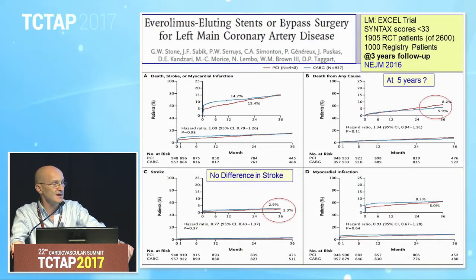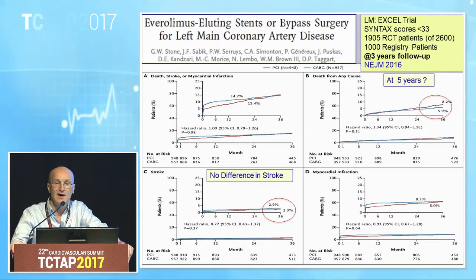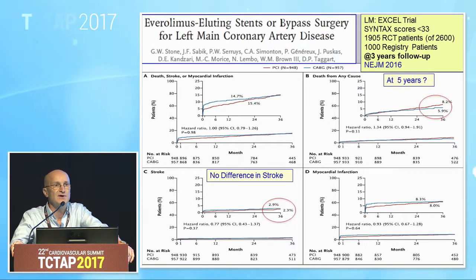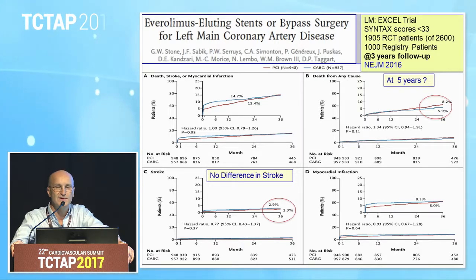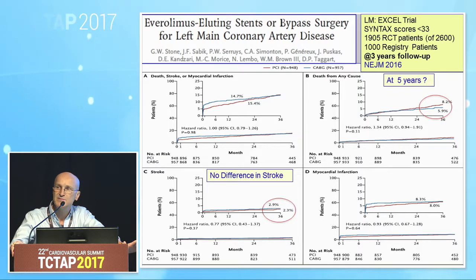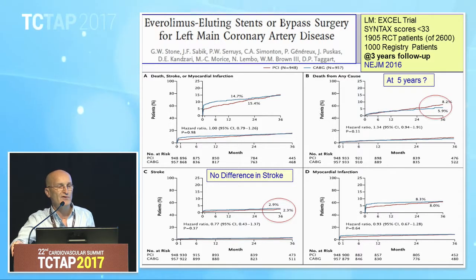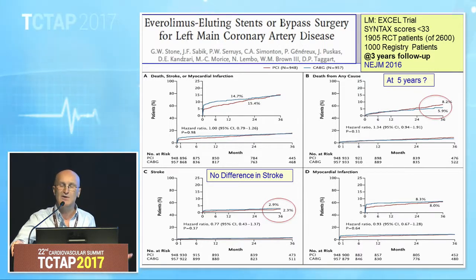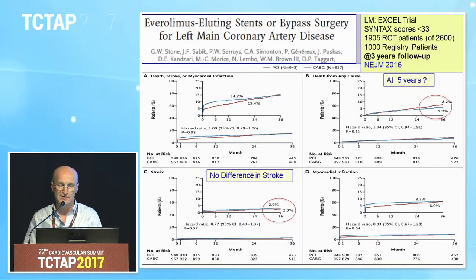So if we now turn to the seminal landmark XL trial, this was 1,905 patients randomized to PCI or CABG. It's crucial to note that patients in this trial had syntax scores below 33. And also, the follow-up is, I would argue, an interim analysis because it's only 3 years and not 5 years. But what did it show? It showed overall at 3 years, no difference in death, stroke, or myocardial infarction. It showed no difference in stroke between PCI and CABG compared to the syntax trial. It showed no significant difference in myocardial infarction.